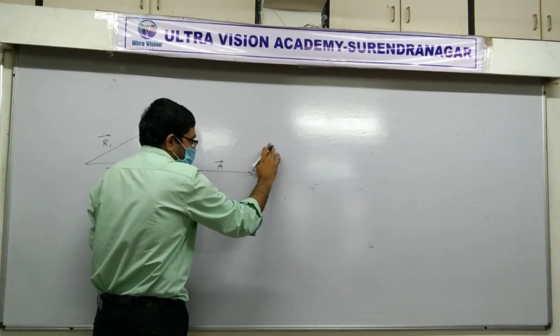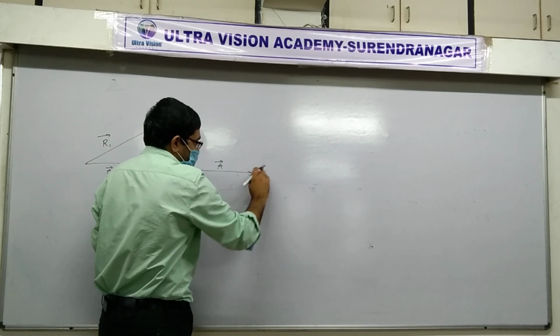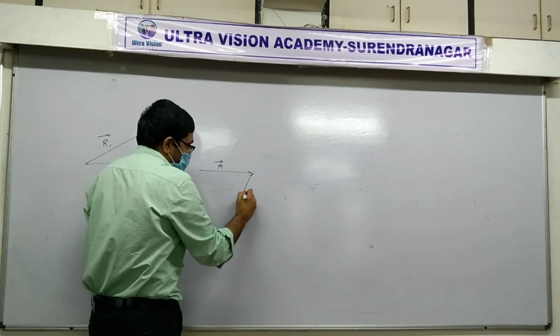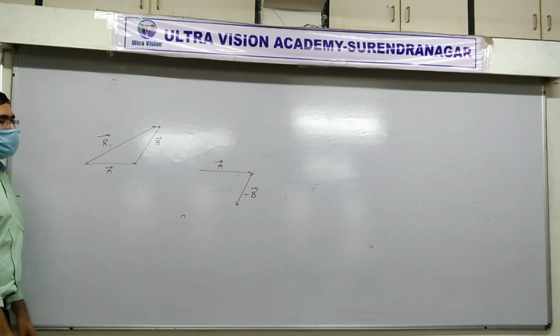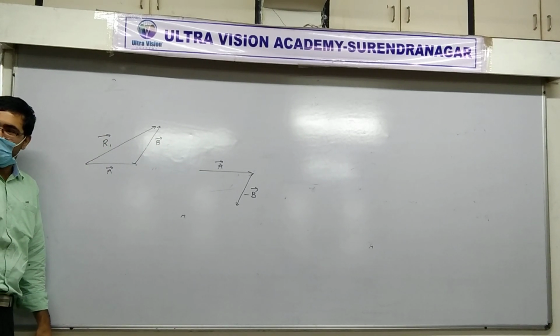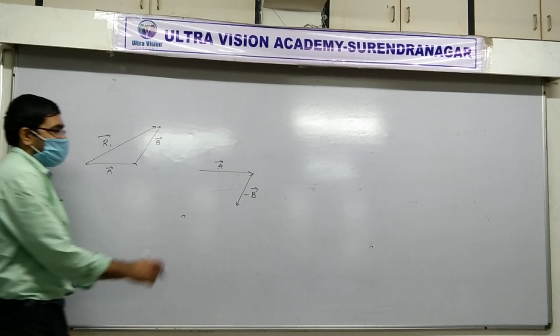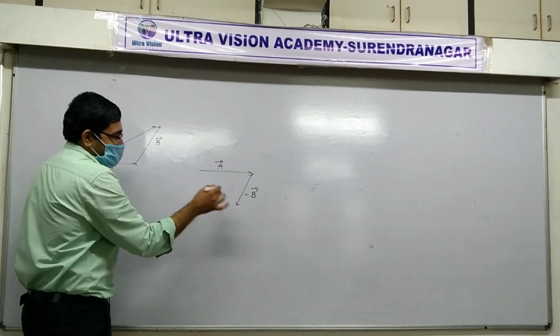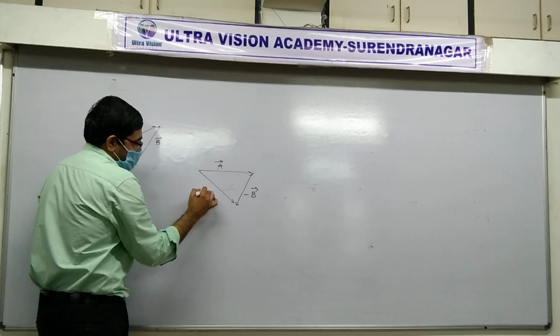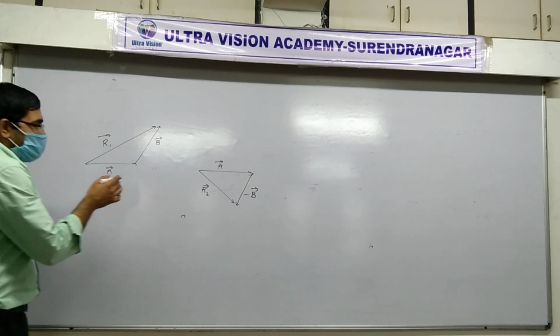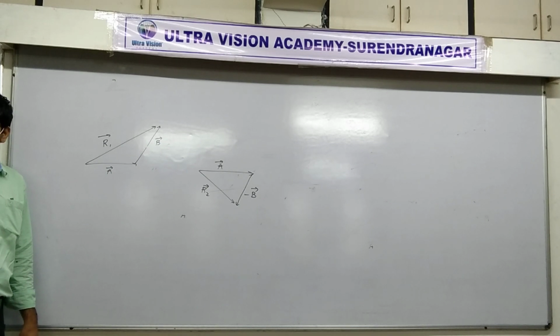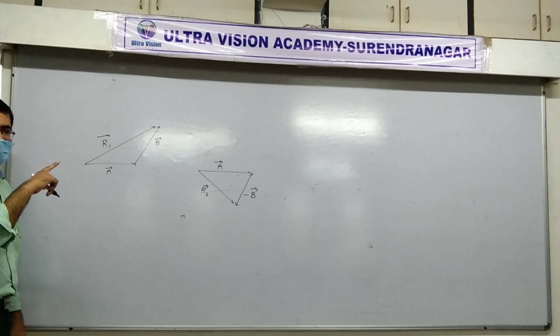Although this is a correct minus B vector, I will have to draw it from here, so that now I can use the triangle law. Clear or not clear? So, A vector and minus B vector. Now if you join them, you get R2 vector. Correct or not? Do you understand what we are drawing?